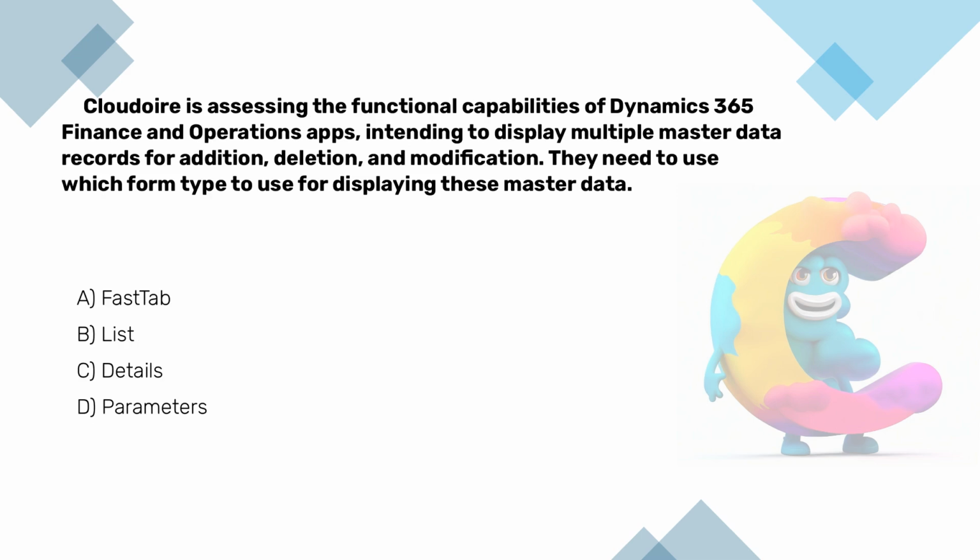We are assessing the functional capabilities of Dynamics 365 Finance and Operations apps, intending to display multiple master data records for addition, deletion, and modification. We need to decide which form type to use for displaying these master data. A. Fast tab. B. List. C. Details. D. Parameters.